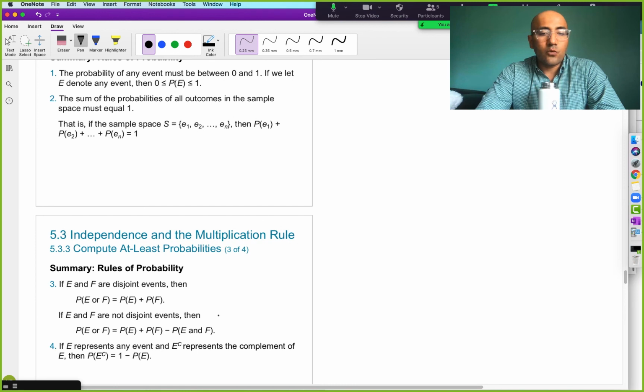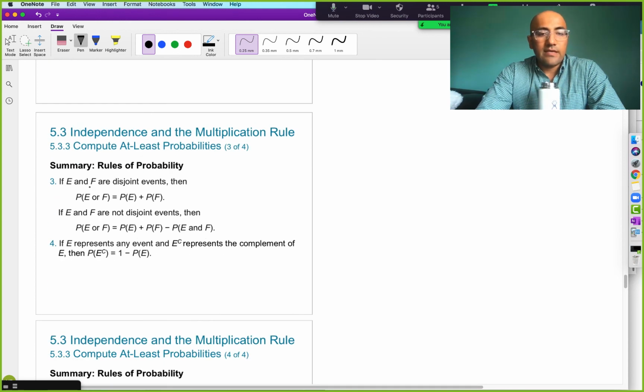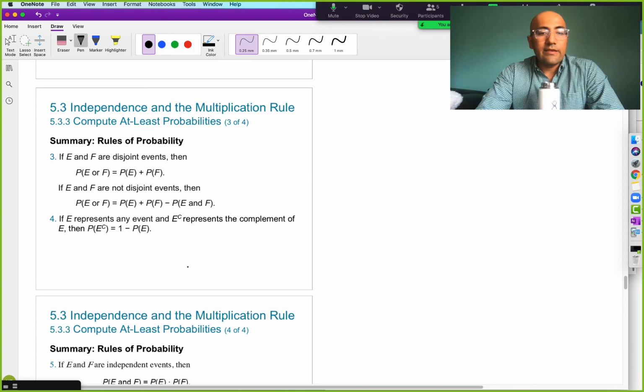We also know the addition rule if two events are disjoint. If E and F are disjoint, then the probability of E or F is equal to the probability of E plus the probability of F. If E and F are not disjoint events, then there's a more general rule. The probability of E or F is equal to the probability of E plus the probability of F minus the probability of E and F. We know the complement rule, that if E represents any event, E to the power of C represents the complement. And we know that the probability of E plus the probability of E complement must be equal to 1, and then from there we can get something like this.